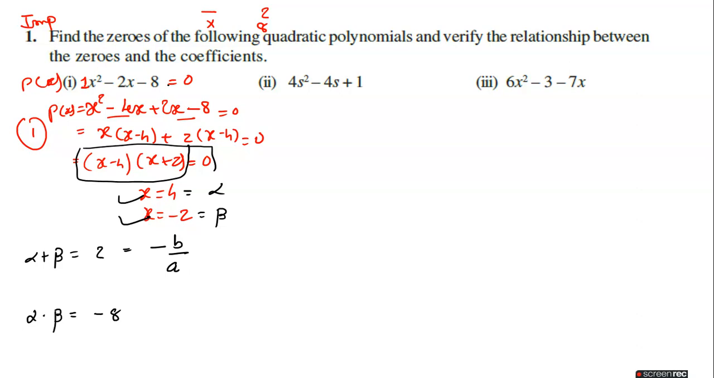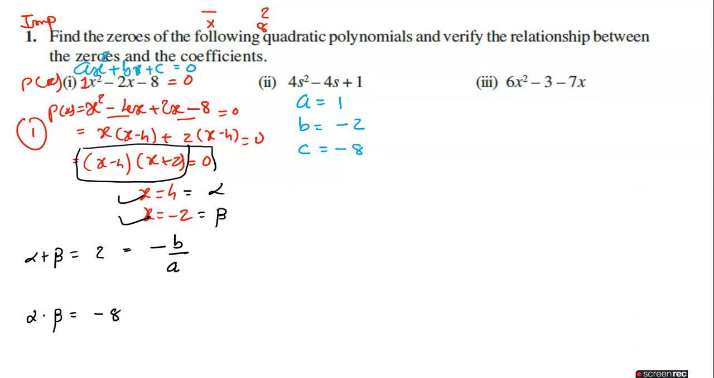So if you compare with the standard equation ax square plus bx plus c is equal to 0, then a is equal to 1, b is equal to minus 2, c is equal to the constant term, minus 8 itself. How can you forget this? We have taught all this, I have taught you last year. Coefficients only you have to consider. Variable you don't have to consider.